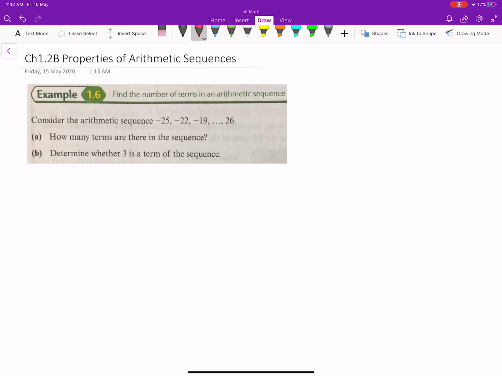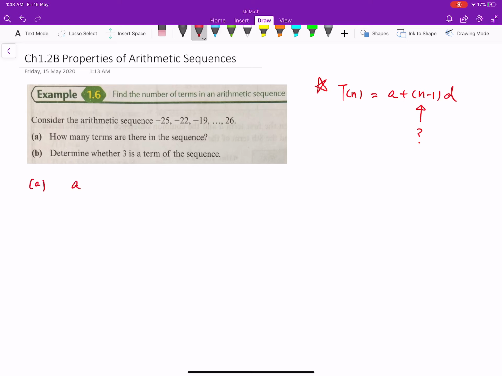So now consider the arithmetic sequence here. How many terms are there in the sequence? Okay, first of all, let's just remember the formula. Tn, the general term, equals a plus (n minus 1)d in the arithmetic sequence. So now, how many terms are there in the sequence? Actually, it means we are going to find the n. So let's see whether we can find the Tn, a, and d.